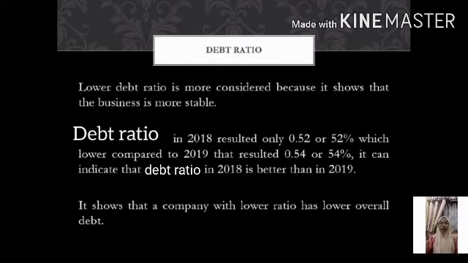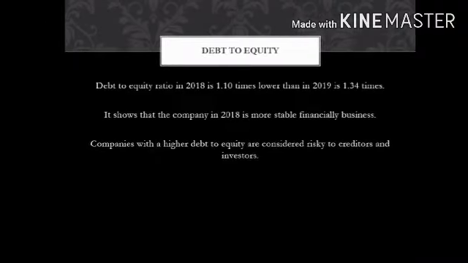Overall, the performance of leverage position in Berjaya Food Berhad is good in 2018 compared to 2019. This can be seen from the debt ratio and debt to equity ratio, where a lower debt ratio is more considered because it shows that the business is more stable. Since the debt ratio in 2018 resulted in only 52%, which is lower compared to 2019 that resulted in 54%, it can indicate that debt in 2018 is better than in 2019.